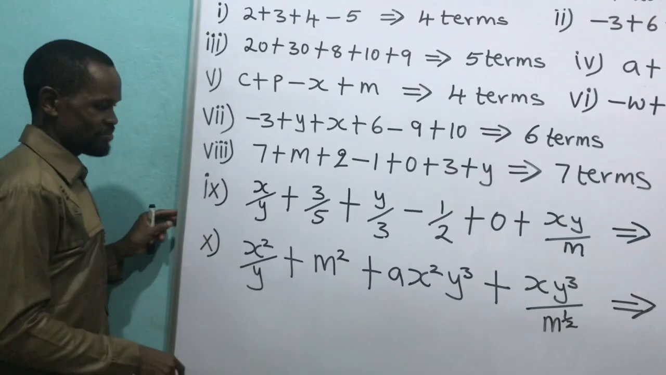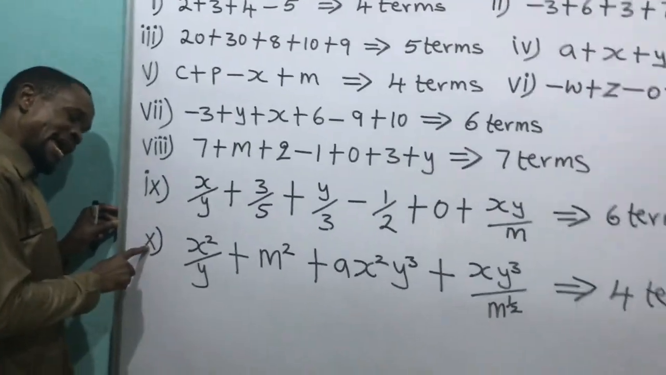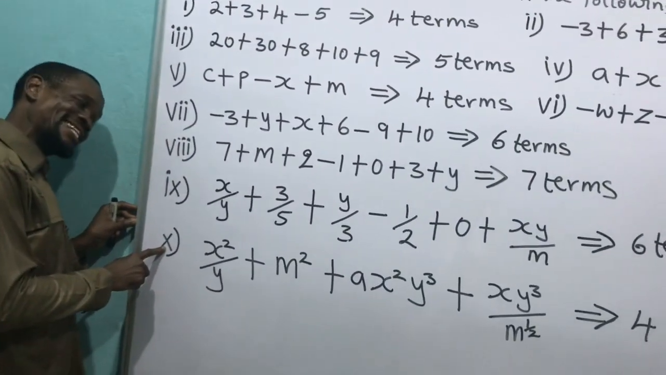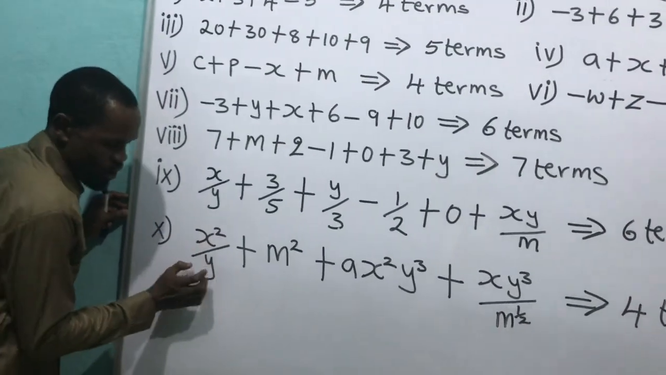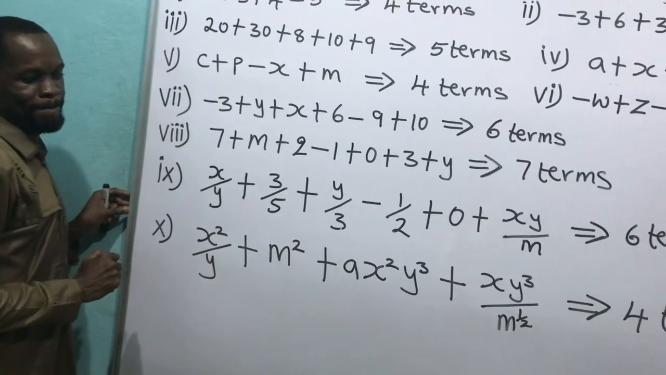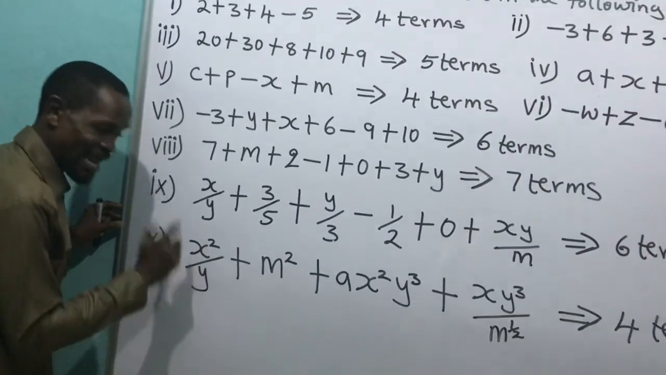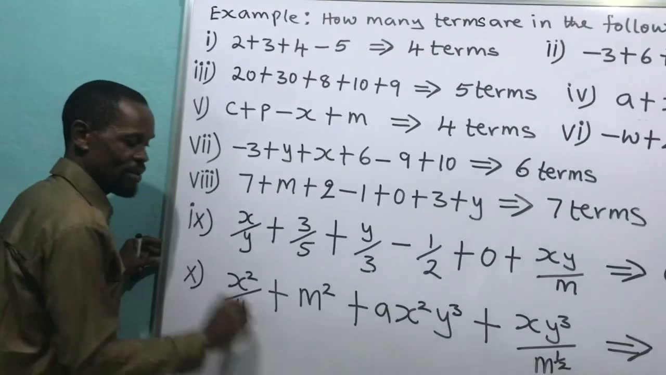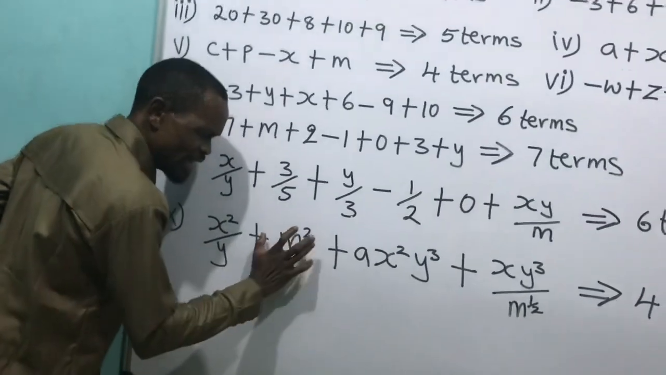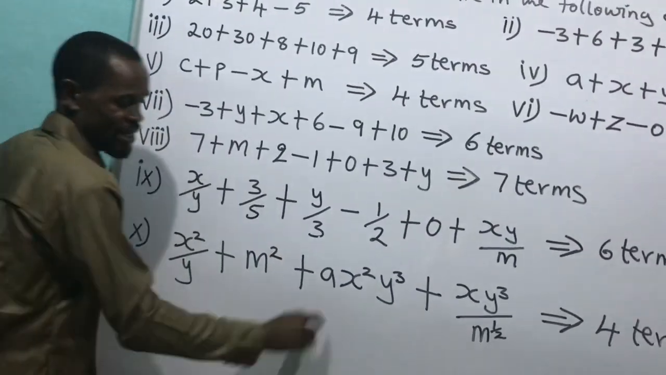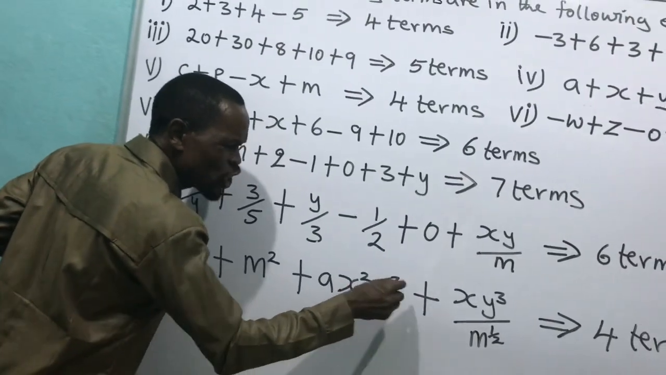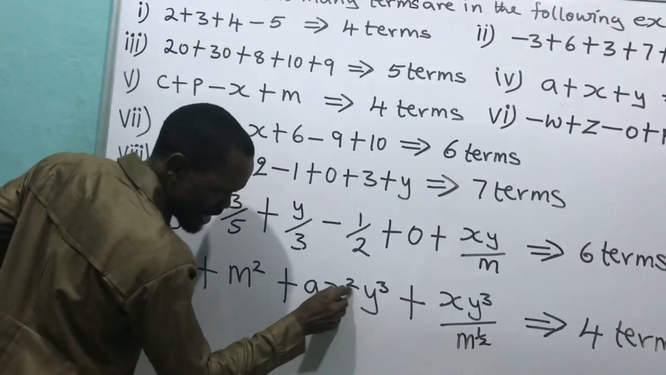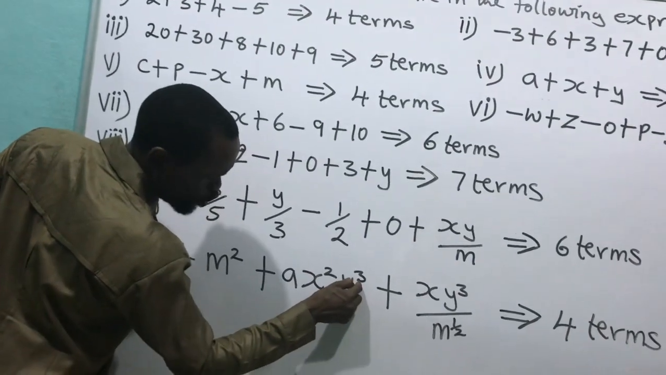We come over here. Question number X, which is what? 10. The 10th question. X squared over Y is 1 term. This is 1 term. Plus M squared. This M squared is 1 term. Plus A X squared Y cube. This X squared Y cube. This thing is called cube.